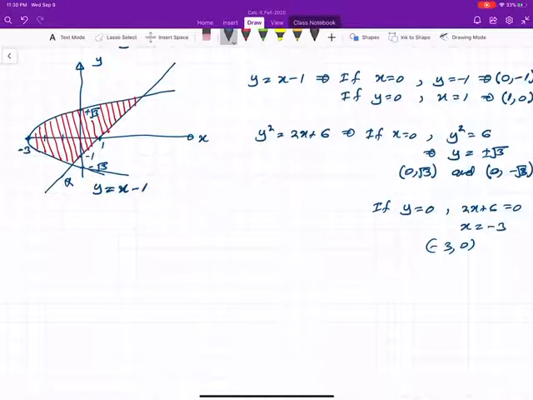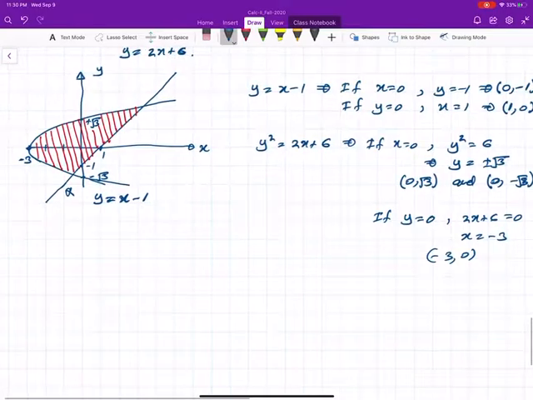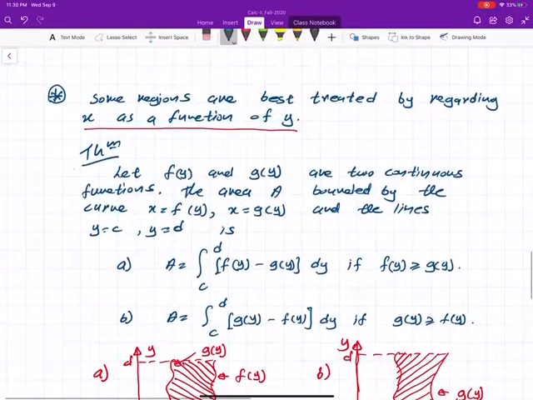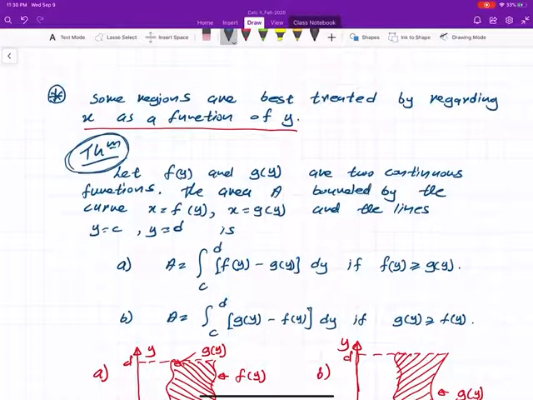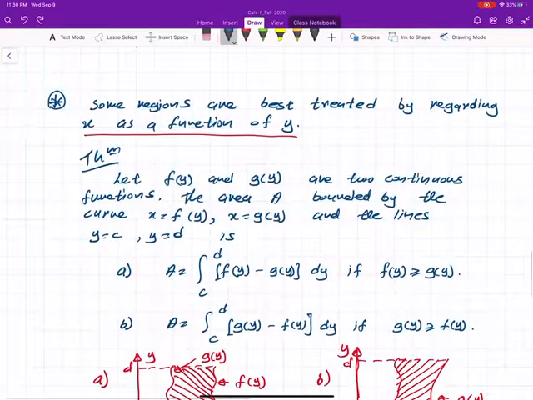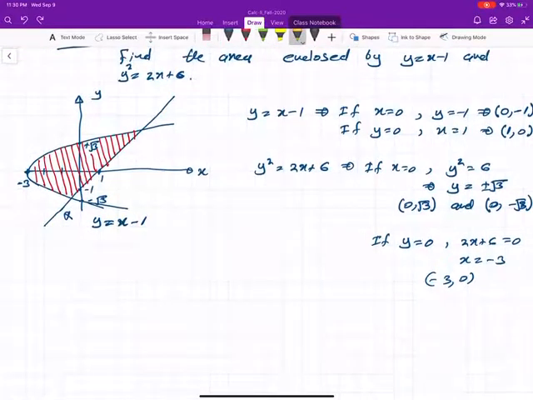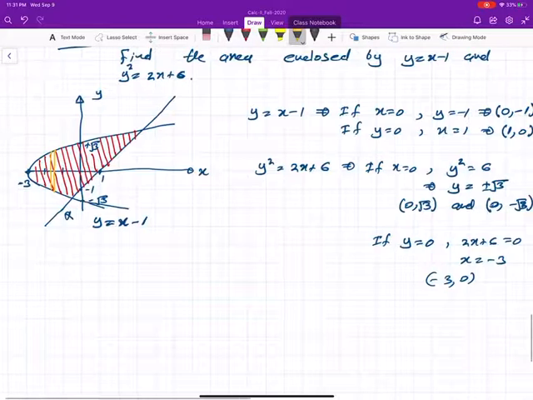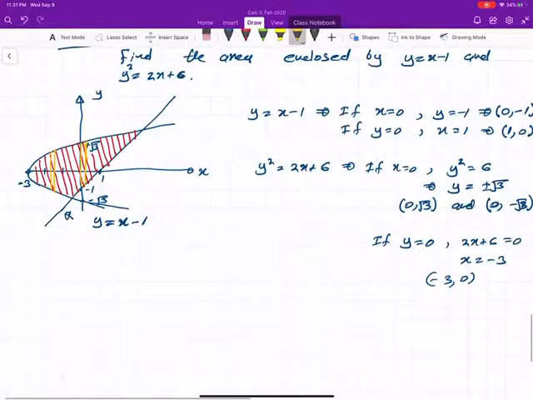Now let me show why we need this theorem, the second theorem. Let's say we don't have the second theorem, then you have to use the first theorem. If you were using the first theorem, this is the way you have to make slices, parallel to y. If you make slices parallel to y, you can see that the top function is y square equals 2x plus 6.